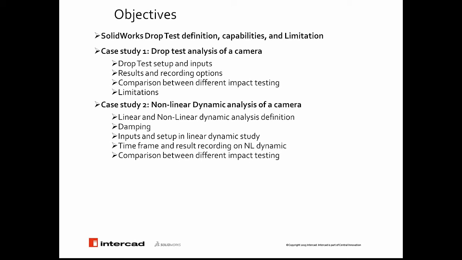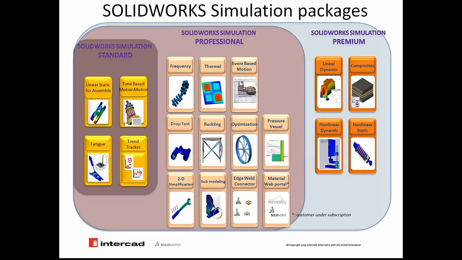Now, in the second part of our presentation, we will introduce an alternative solution to drop tests, such as linear or nonlinear dynamic studies of the same model. We are introducing damping factors. We'll review the inputs and setup in linear dynamic studies, and finding the best time resolution to record the results in a nonlinear dynamic study. And then at the end, we are comparing the different impact testing in nonlinear dynamic as well. So what we're trying to achieve is to see how drop test works, what the limitations are, and, as a complete solution, how linear or nonlinear dynamic studies can resolve a similar sort of problem.